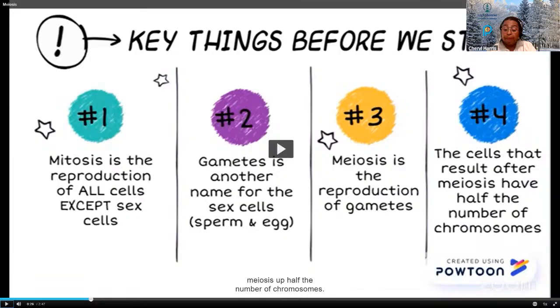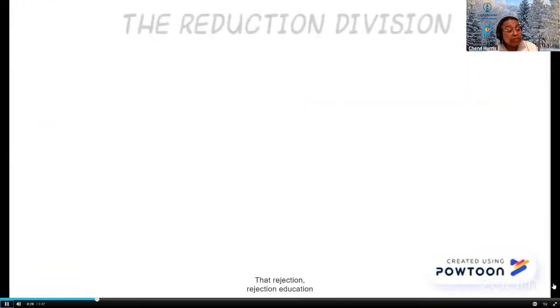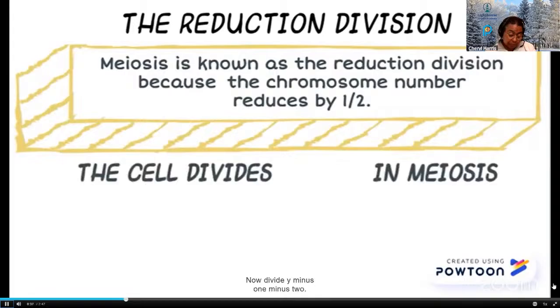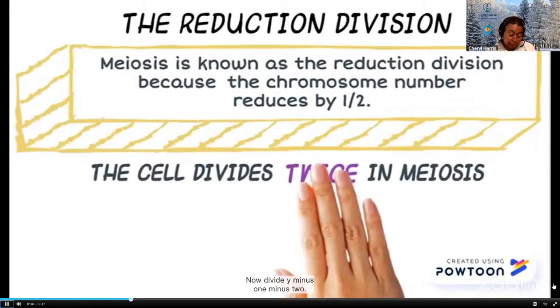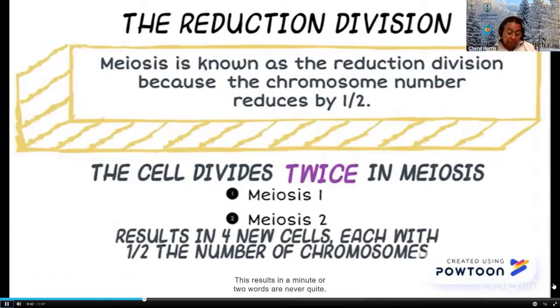It's different for all organisms. That's how they can tell under the microscope which cell belongs to whom, because all organisms have a different number of chromosomes. Meiosis is known as the reduction division because the chromosome number reduces by half. The cell divides twice in meiosis, meiosis 1 and meiosis 2. This results in 4 new cells, each with half the number of chromosomes.